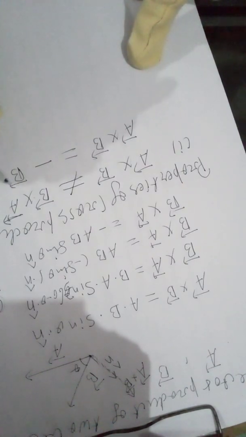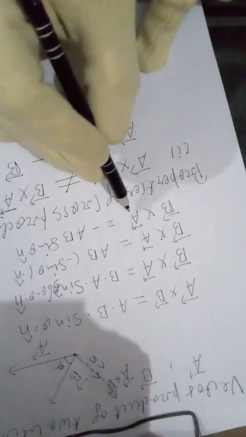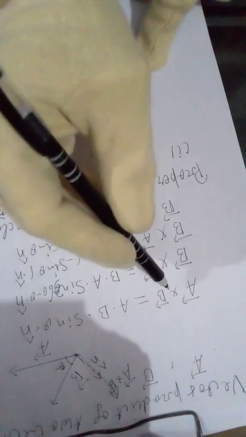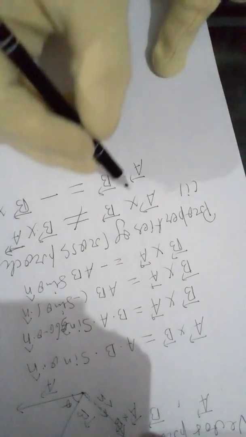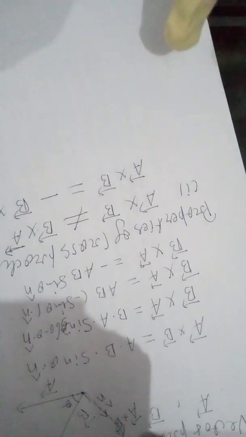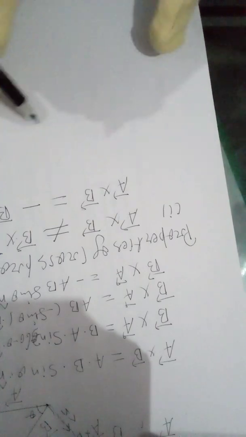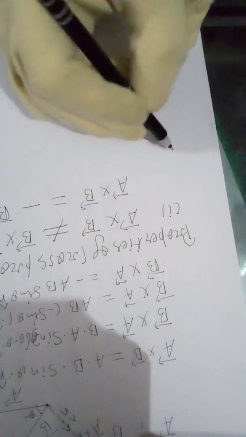If we equate them, then they are equated with a negative sign. A cross B is equal to minus B cross A. Why? B cross A is equal to minus AB sin theta, A cross B is equal to AB sin theta. So these two vectors will be equal with a negative sign, because they are opposite vectors. So thus the cross product of two vectors is not commutative, while the dot product of two vectors is commutative. A cross B is not equal to B cross A.